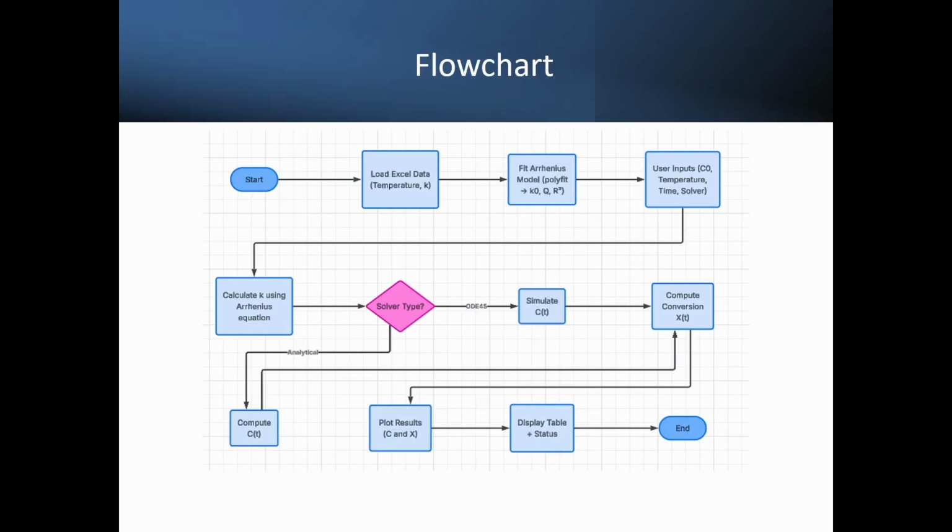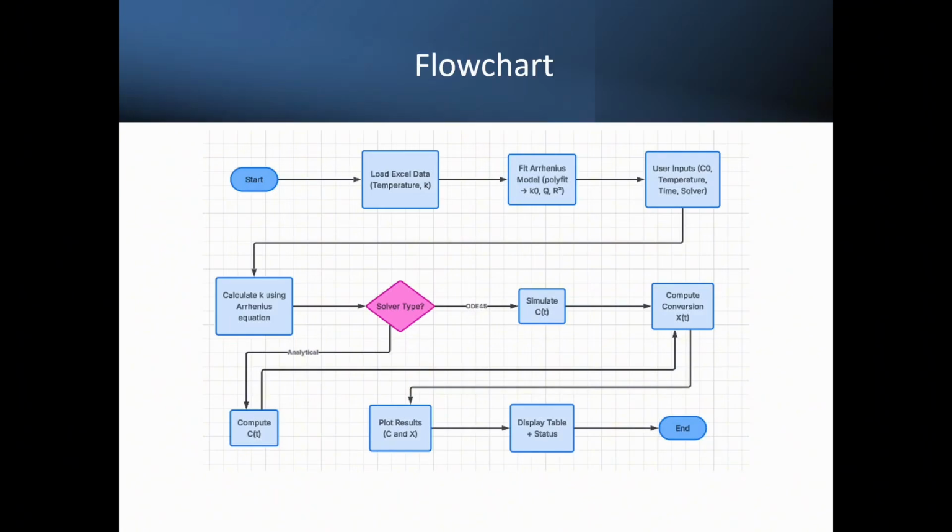After loading the data, the program transforms it by computing the natural logarithm of the rate constant and the inverse of temperature, which allows us to linearize the Arrhenius equation. Using this data, we apply linear regression to determine the slope and the intercept, which are then used to calculate the activation energy and the pre-exponential factor.